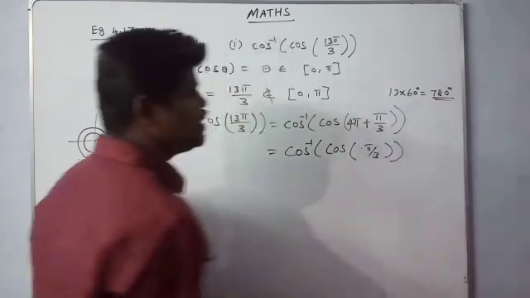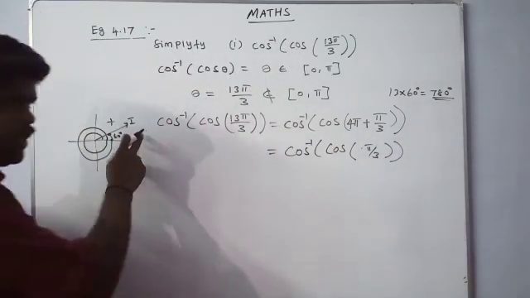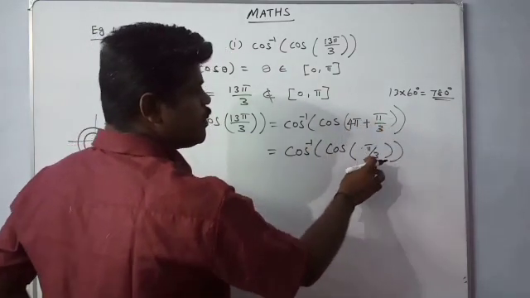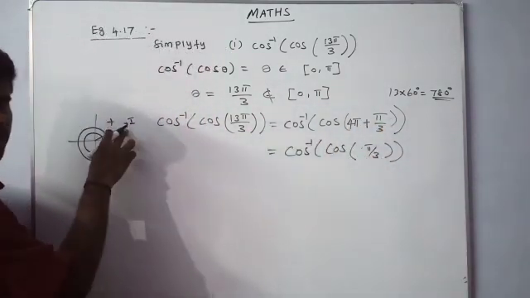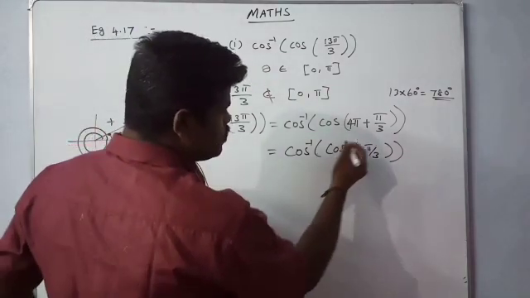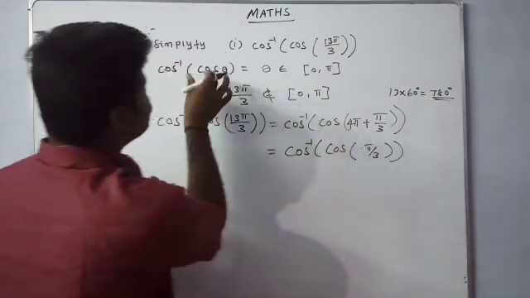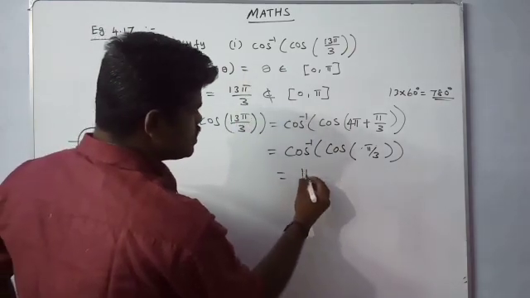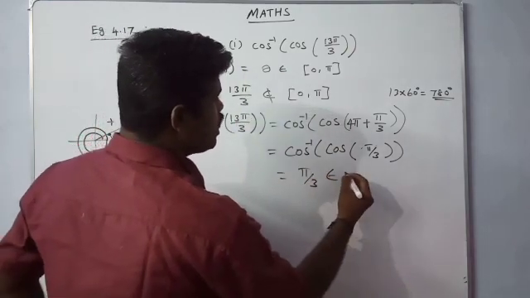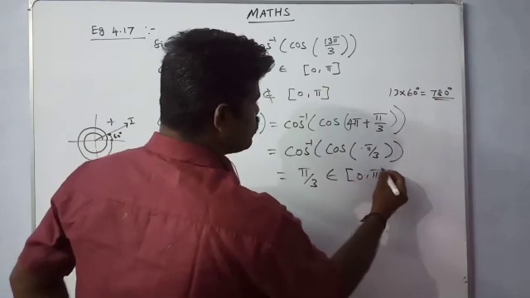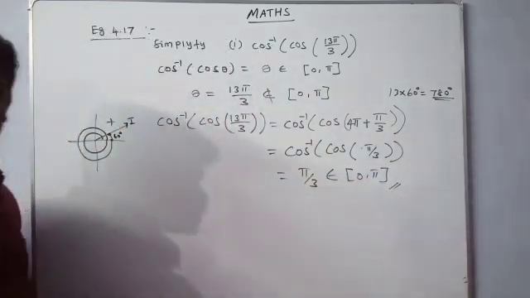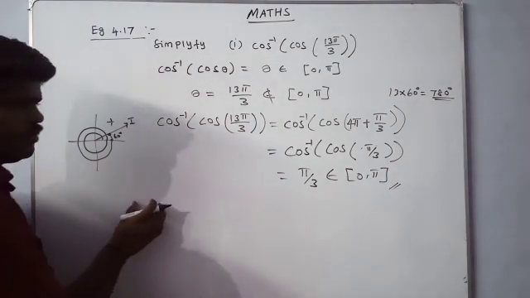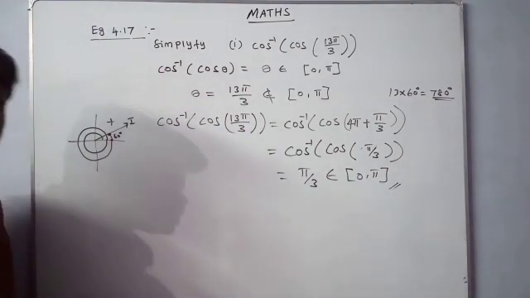Cos pi by 3. Because 4 pi plus pi by 3 is pi by 3, which is a first quadrant. So now cos inverse cos, we use the property cos inverse cos theta is equal to theta, because theta value pi by 3 belongs to 0 to pi. Okay. And number 2 and number 3, similarly we have to find out this.